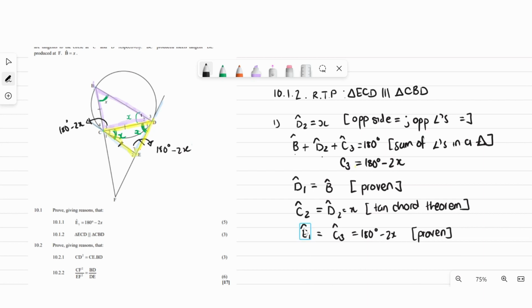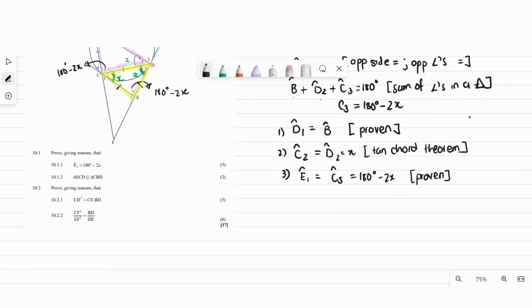So therefore, since we have three statements, which is 1, 2, 3, we can conclude that triangle ECD is similar to triangle CBD. And since all the things that we proved are angles, your reason is going to be what? A, which stands for angle. Then we're done with question 10.1.2.